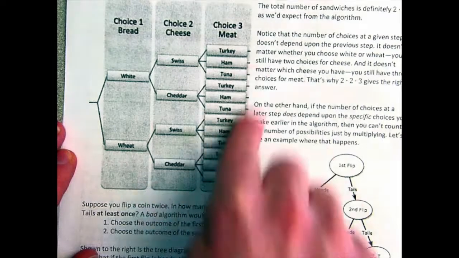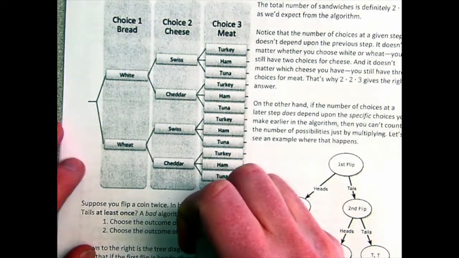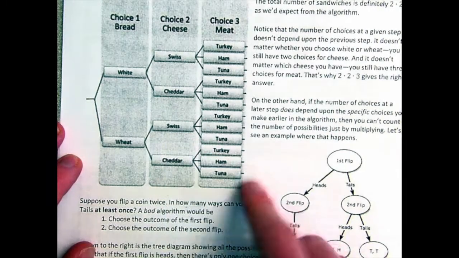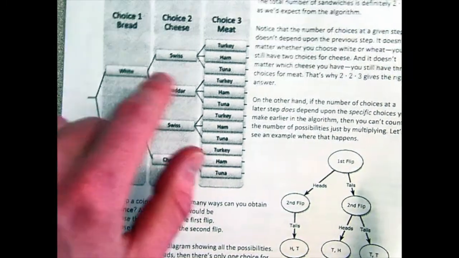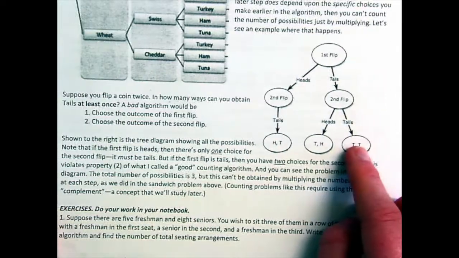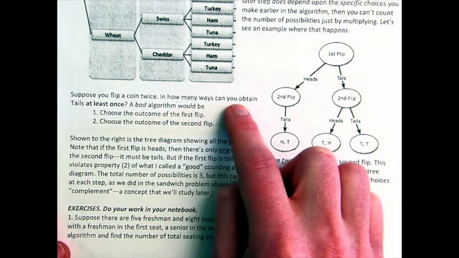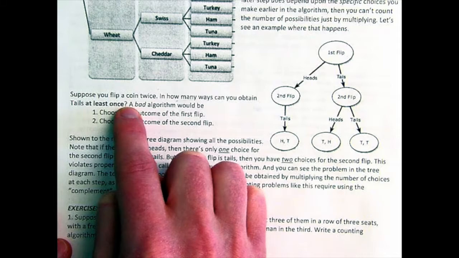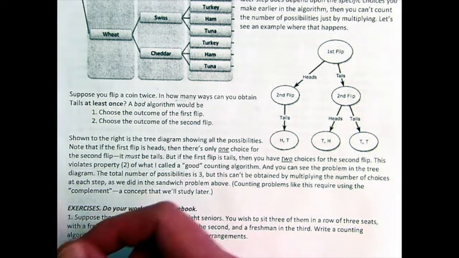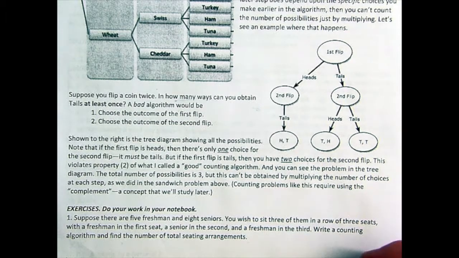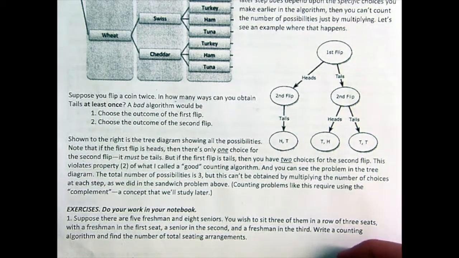If you like, you could say that the tree diagram is uniform, right? 2 branches, 3 branches. No matter which path you go down, that's always true. That's why 2 times 2 times 3 gives you the right answer. On the other hand, imagine the following situation. Suppose you flip a coin twice. In how many ways can you obtain tails at least once? So you're flipping it twice. You want to get tails at least once, so that could be you get tails exactly once, or it could be you get tails exactly twice.